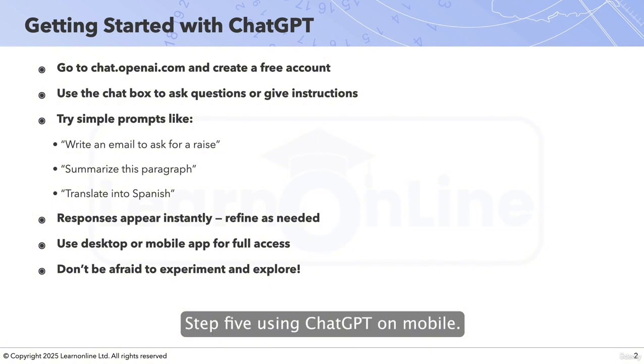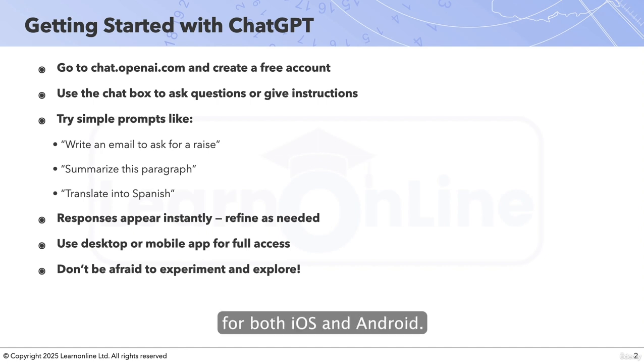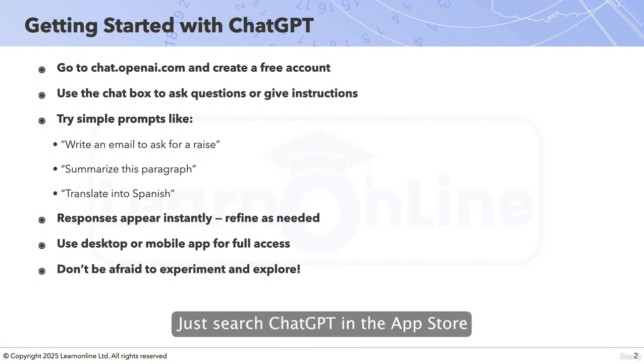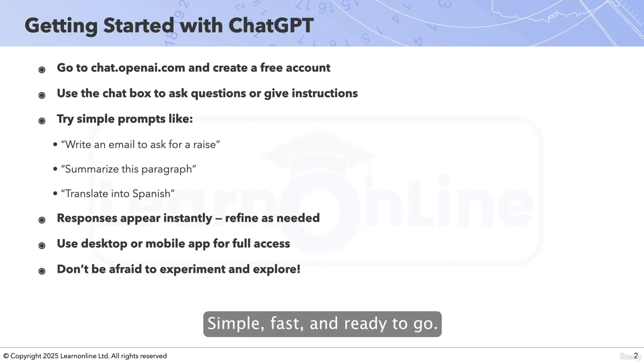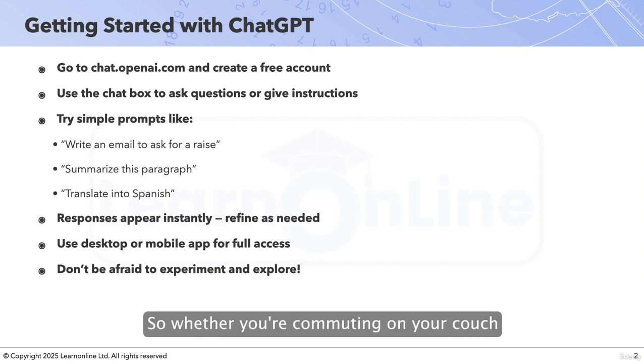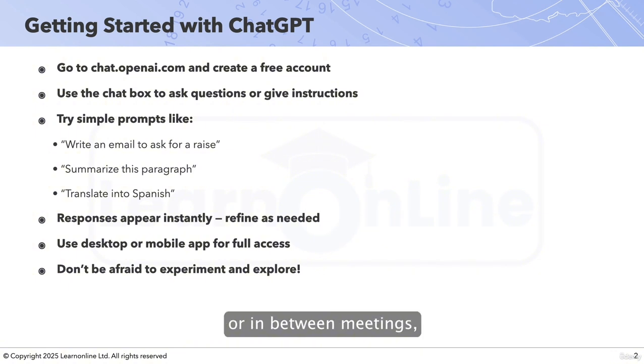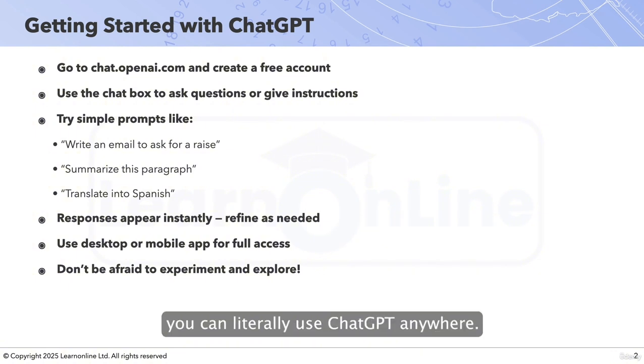Step 5. Using ChatGPT on mobile. Prefer working from your phone? There's an official ChatGPT mobile app for both iOS and Android. Just search ChatGPT in the App Store or Google Play. Log in, and it works exactly like the desktop version, simple, fast, and ready to go. So whether you're commuting, on your couch, or in between meetings, you can literally use ChatGPT anywhere.